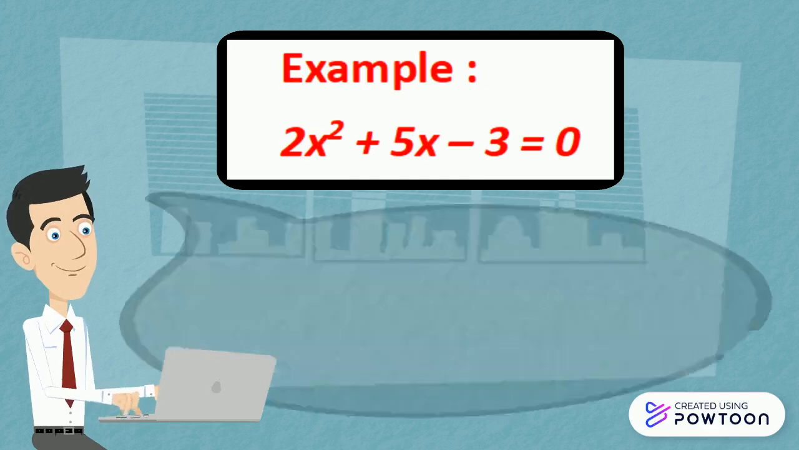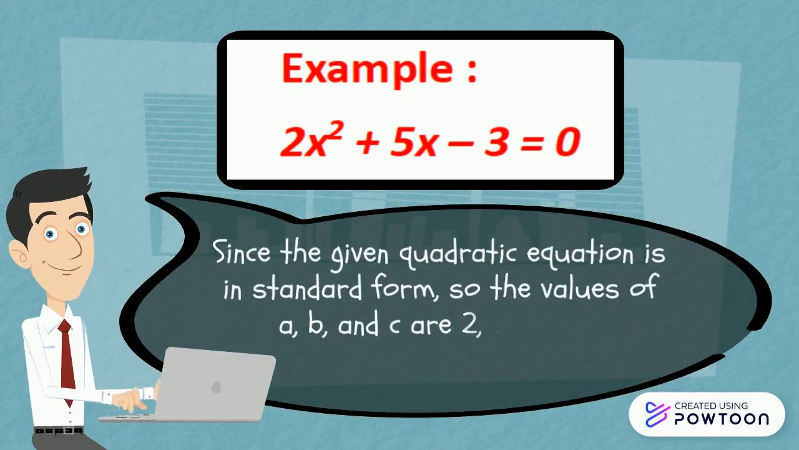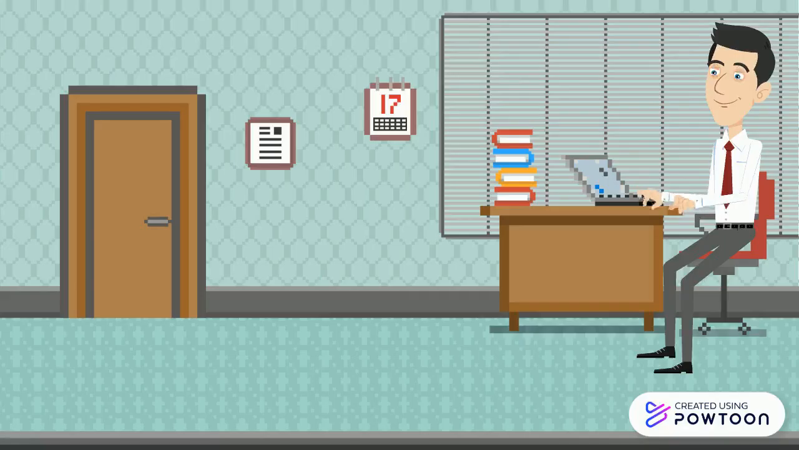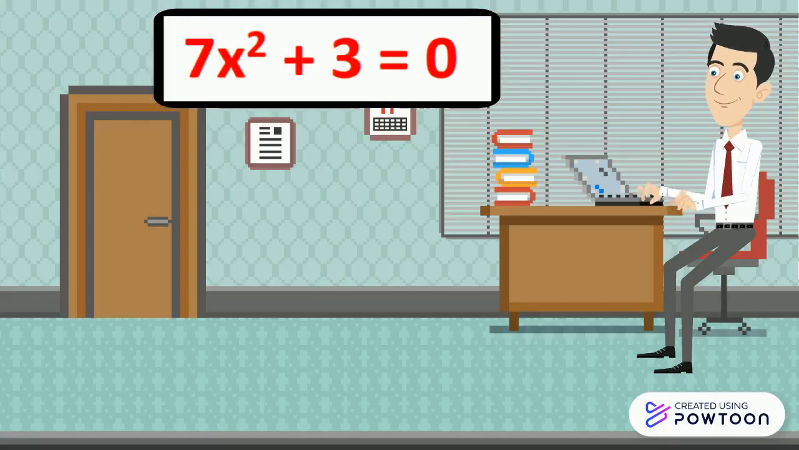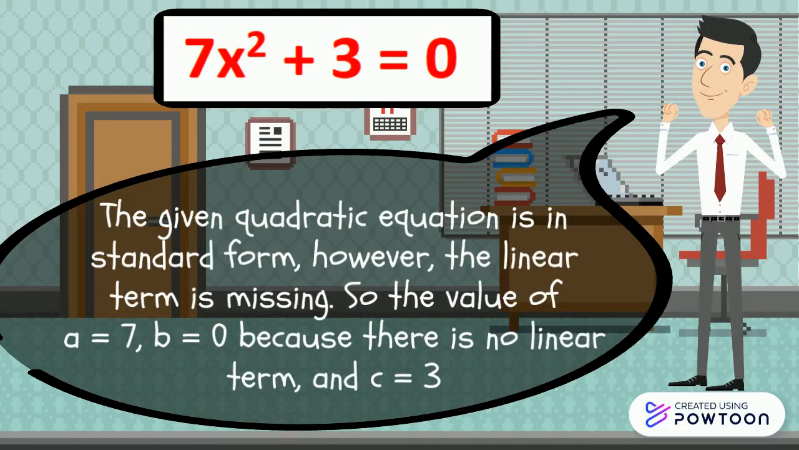In example number 1, since the given quadratic equation is in standard form, the value of a is equal to 2, b is 5, and c is -3. In the next example, the given quadratic equation is in standard form. However, the linear term is missing, so the value of a equals 7, b equals 0 because there is no linear term, and c equals 3.